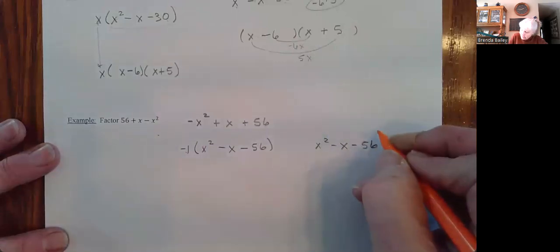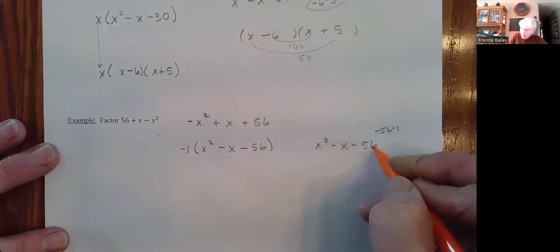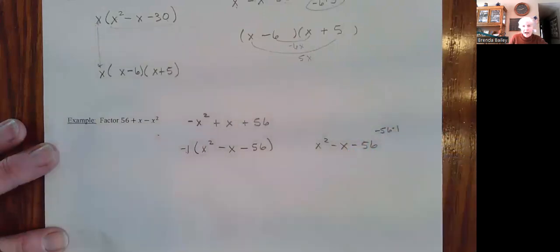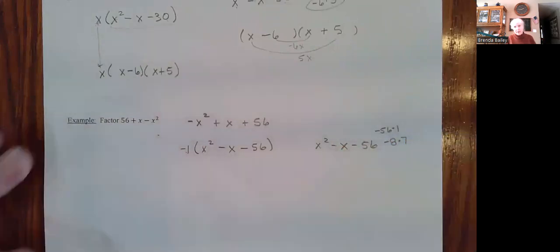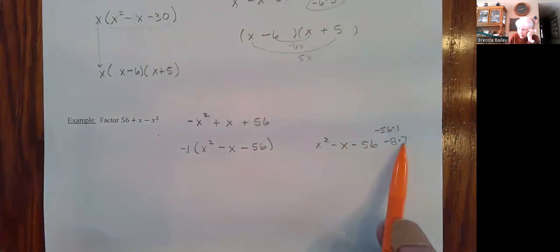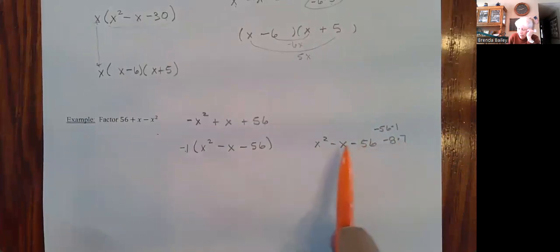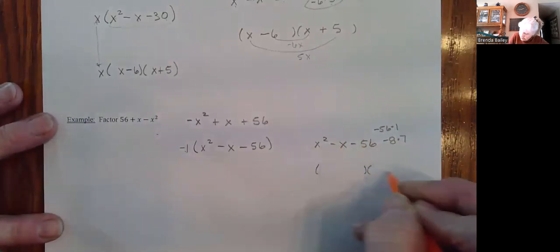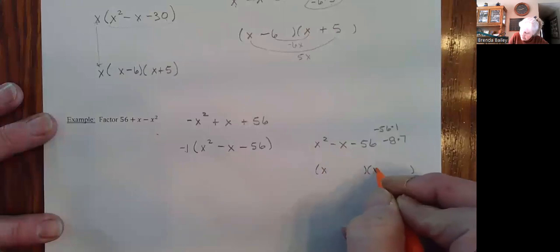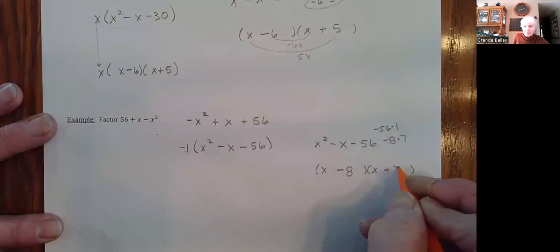Well, we have a -56 times a +1 would work here for the multiplying, but the adding gives you a -55. The other one would be a -8 times 7. It's probably one of the most commonly missed multiplications is this one right here. Multiplied together give you this, but added together give you that. So we've come up with our two numbers that should work. X times x is x squared minus 8 and a +7.